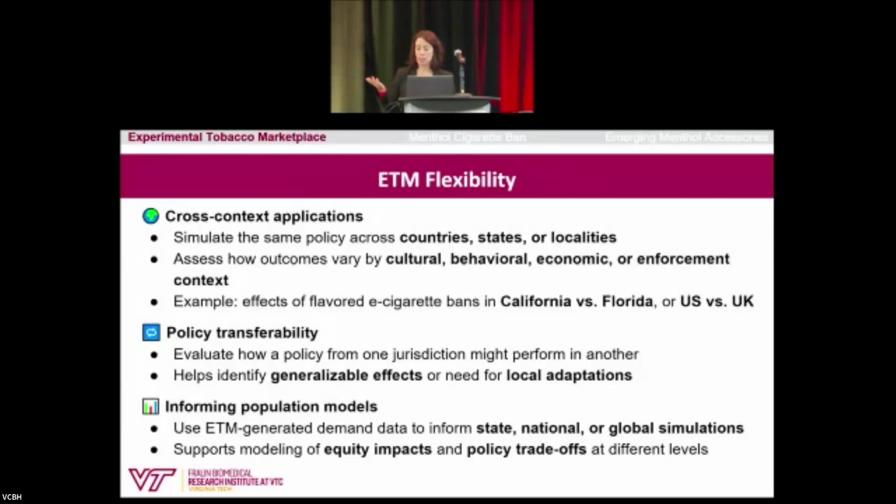And then finally, ETM-generated demand data can be integrated into population models, and this supports modeling of equity impacts and policy trade-offs, and that provides evidence to guide large-scale tobacco control decisions.